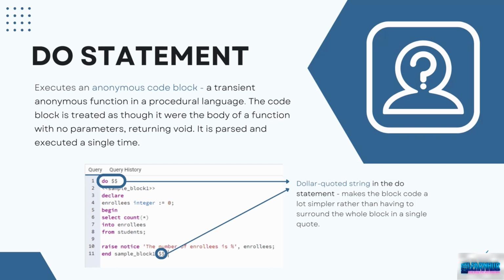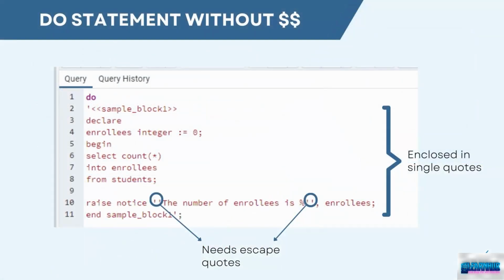Since we indicated a $-quoted string in the DO statement, this makes the block code a lot simpler rather than having to surround the whole block in a single quote. The $$ is a substitution of a single quote. This is what the normal code would look like if the $ quote was not included. If you follow the normal method, you also need to escape every single quote and backslash, which would be tedious.